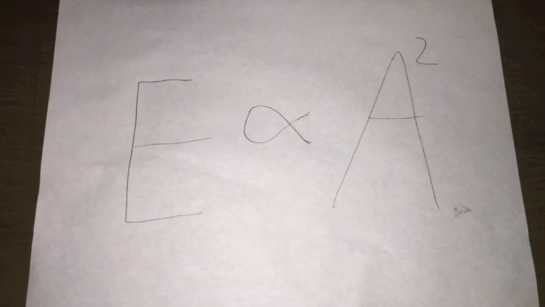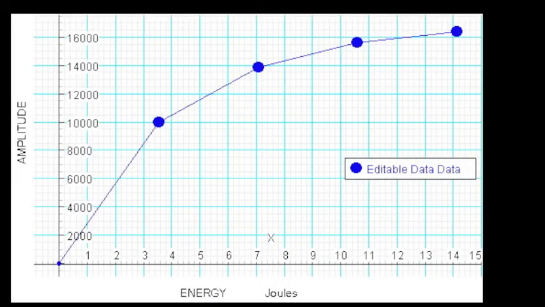Energy is proportional to amplitude squared. This is a graph that shows the relationship between amplitude and energy. Basically, the higher the amplitude, the more energy the wave produces.